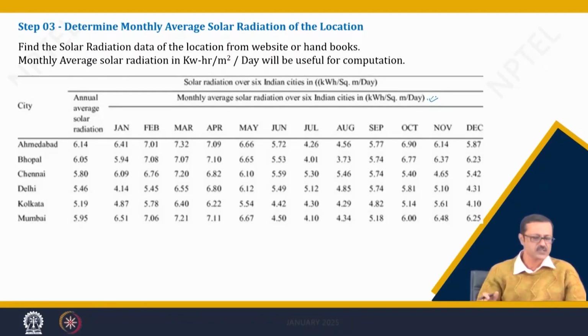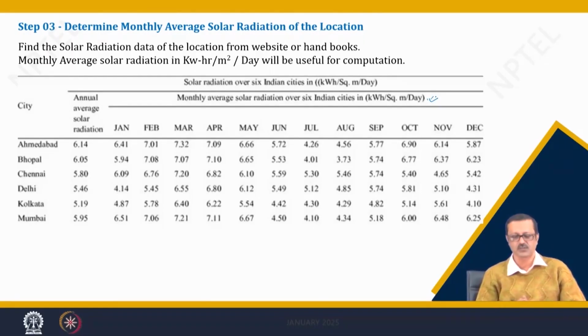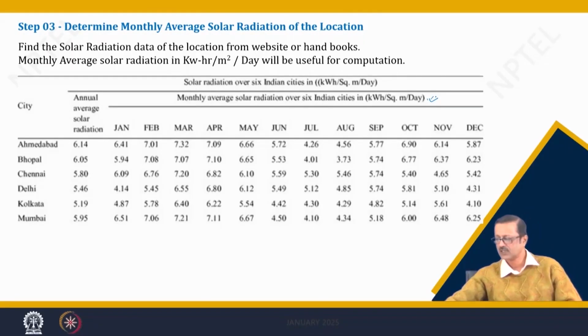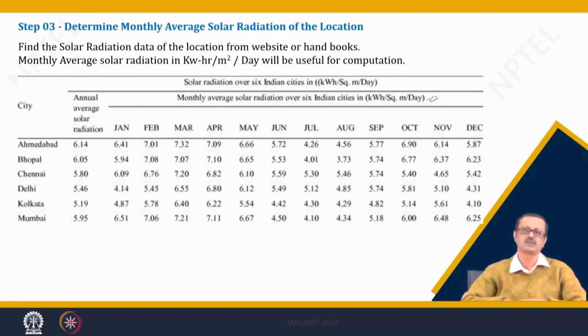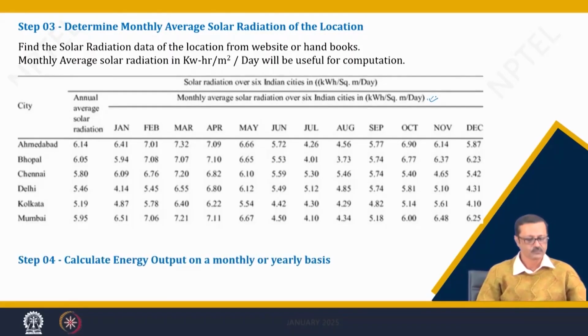If you see Ahmedabad, the first row, it is 6.41 in January, that much kilowatt hour per meter square. February it is again a little high, March again high, and then gradually in July, August it is very low, 4.26 and 4.56, because it is monsoon time and those days are cloudy. So, in India in monsoon you will get the lowest amount of solar radiation. That data is required in the third step, and then we can calculate the energy output from the monthly databases.